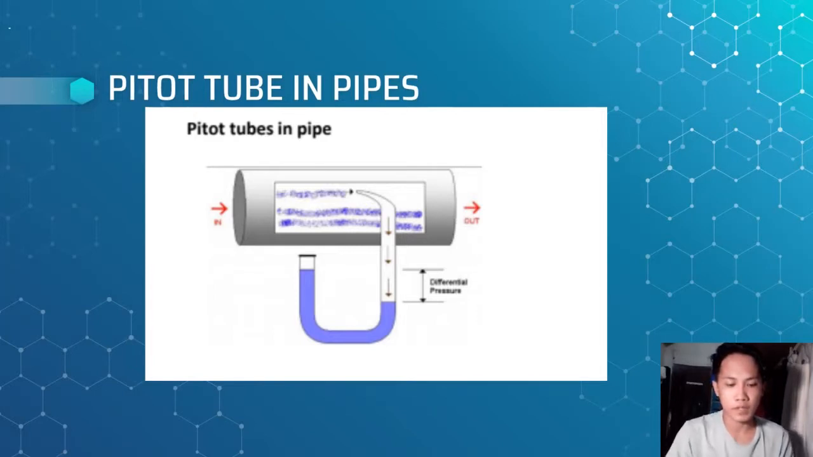Pitot tubes in pipes measure the flowing fluid or air velocity. This is the entrance of the flowing fluid, and this is where it comes out. So here is the differential pressure. Basically, a differential pressure flow meter, the pitot tube, measures two pressures, which are the static and the total pressure. Static pressure is the operating pressure in the pipe, duct, or the environment, upstream of the pitot tube.